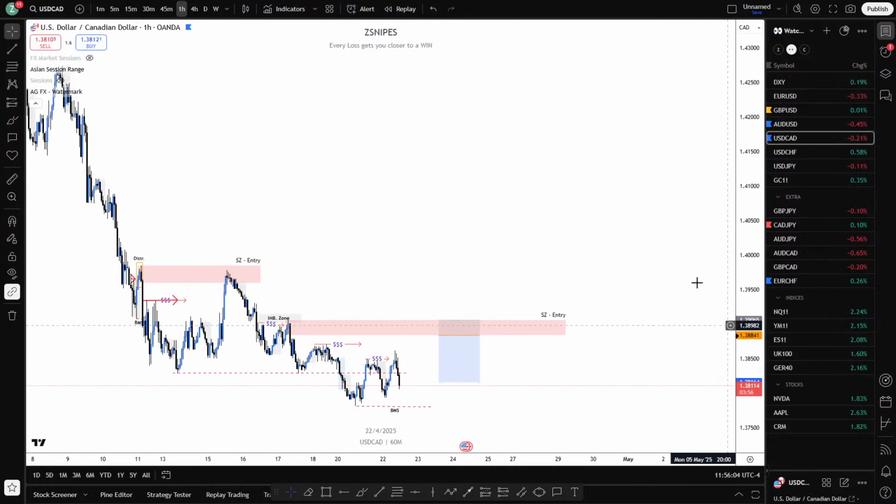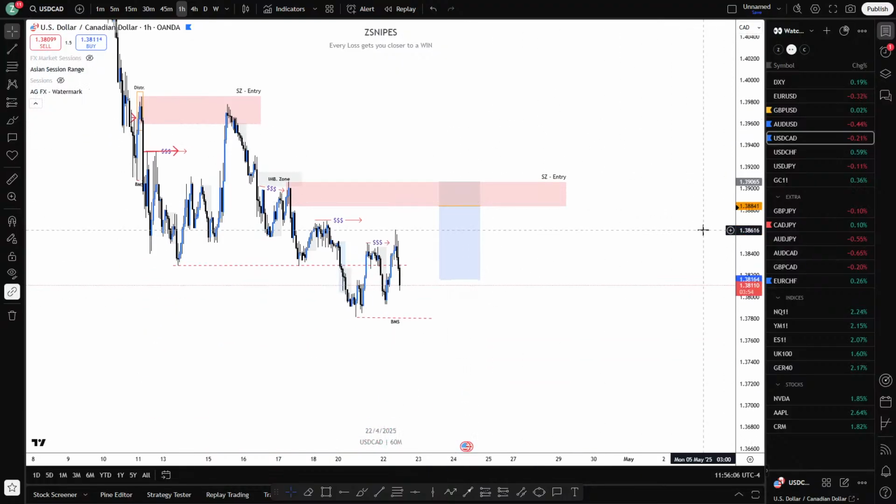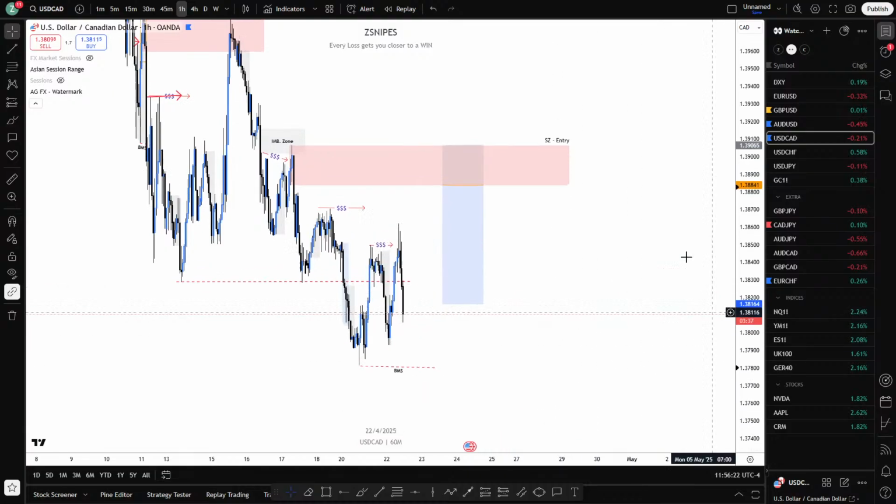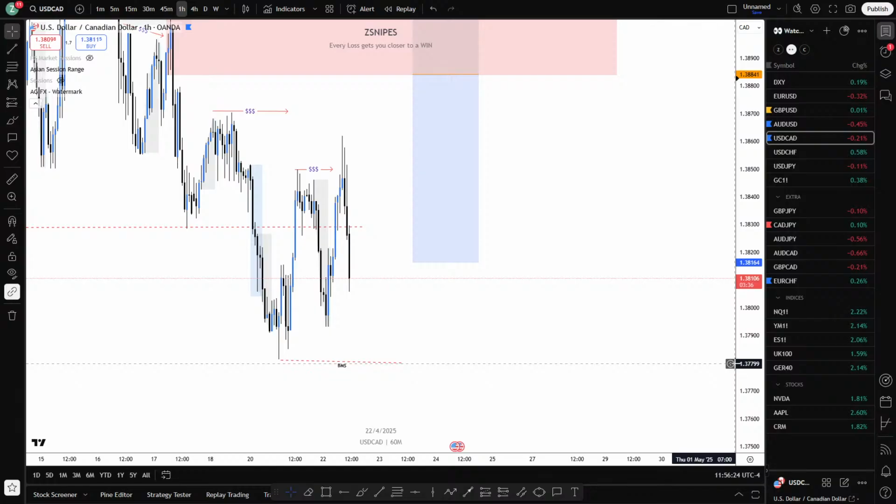USD CAD. Well, we're probably gonna take a new setup here on USD CAD. Let's put that alert right there. 1 hour trade confirm, and they're doing the grass out there, so it's gonna be kind of loud. I don't know if you guys can even hear that.